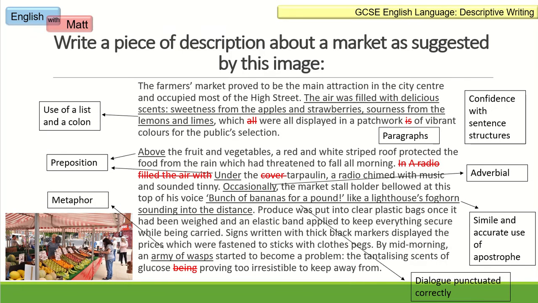The farmer's market proved to be the main attraction in the city centre and occupied most of the high street. The air was filled with delicious scents, sweetness from the apples and strawberries, sourness from the lemons and limes, which were all displayed in a patchwork of vibrant colours for the public's selection. Above the fruit and vegetables, a red and white striped roof protected the food from the rain, which had threatened to fall all morning. Under the tarpaulin, a radio chimed with music and sounded tinny. Occasionally, the market stall holder bellowed at the top of his voice. A bunch of bananas for £1, like a lighthouse's foghorn, sounding into the distance.